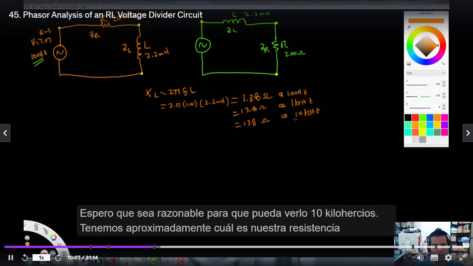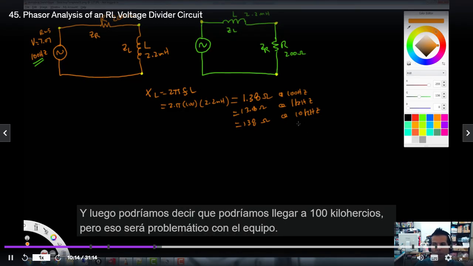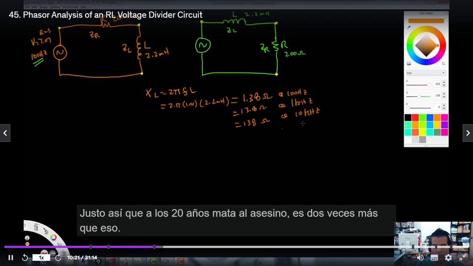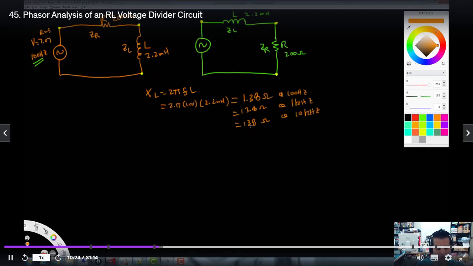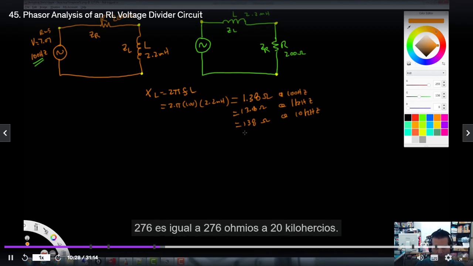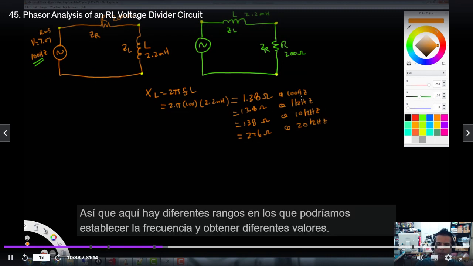So you can see at 10 kilohertz, we've got roughly what our resistance is here, right? Obviously a little bit less, all right? And then we could go to 100 kilohertz, but that's going to be problematic with the equipment. So why don't we just now double that to 20 kilohertz, all right? So at 20 kilohertz, it'll be 2 times that. So again, let the calculator do arithmetic. 276. So it equals 276 ohms at 20 kilohertz, okay? So here are different ranges that we could set the frequency at and get different values.